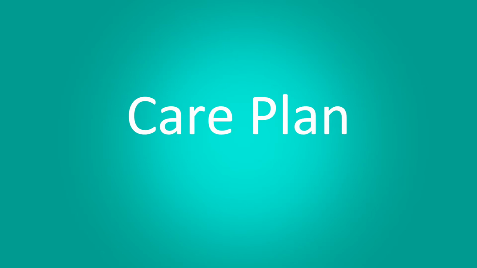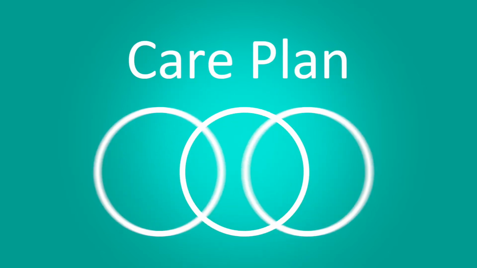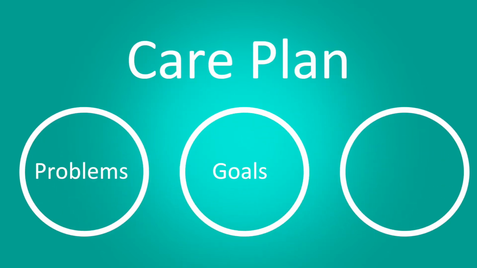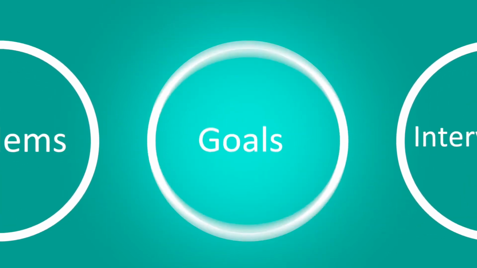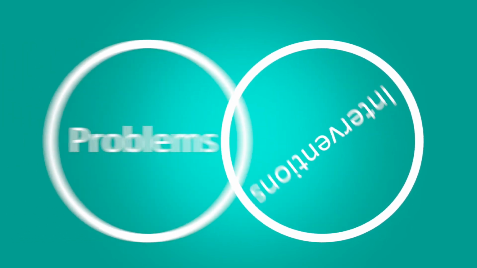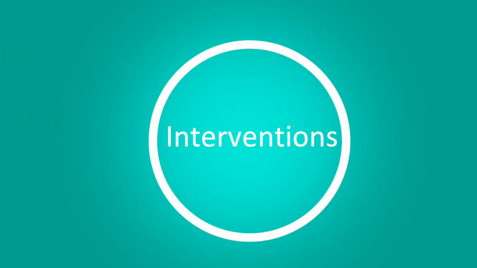The care plan primarily consists of three components: problems, goals, and interventions. Goals may be long-term or short-term. Interventions are the means by which goals are met and problems resolved or improved.